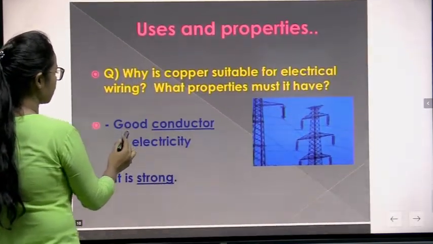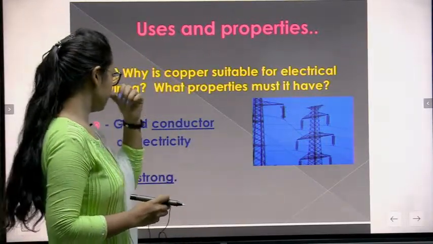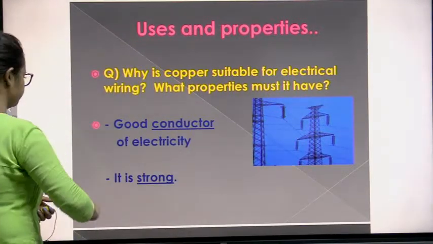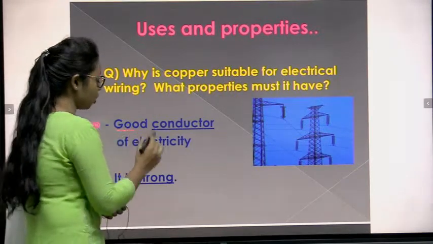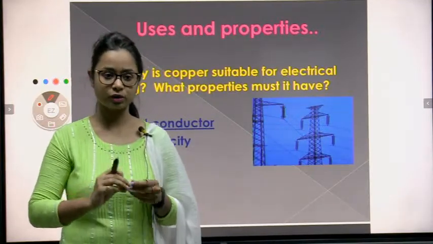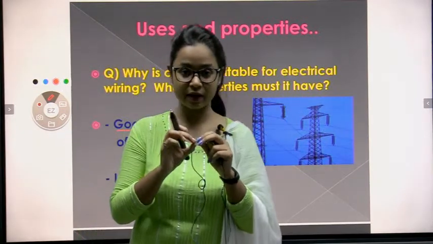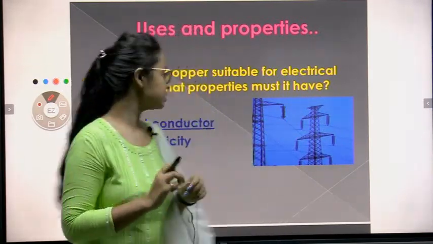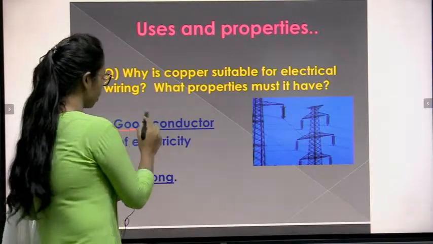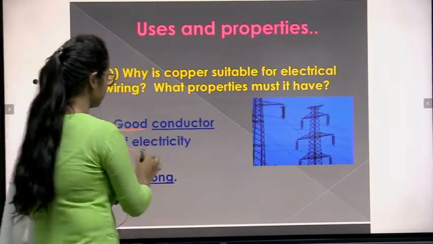What are the uses and properties? Why is copper suitable for electrical wiring? What properties must it have? First of all, copper is used because it is a good conductor of electricity. Whenever you take a wire, for example, this wire I have, inside this wire there is a copper wire present. Why? Because copper is a good conductor of electricity, right? So the first property, why we use copper for electricity, is because it is a good conductor of electricity.